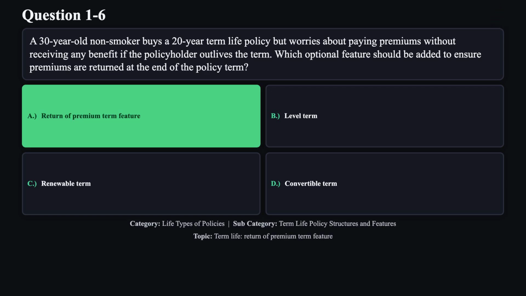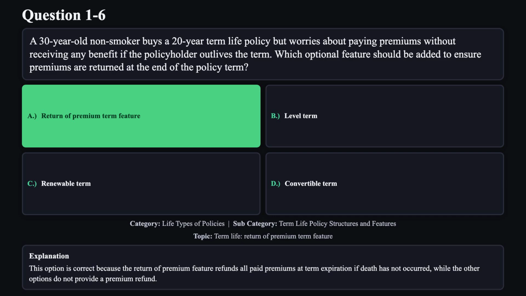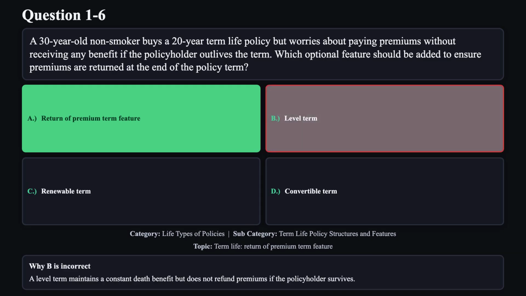The correct answer is A. This option is correct because the return of premium feature refunds all paid premiums at term expiration if death has not occurred, while the other options do not provide a premium refund. Reason B is not correct. A level term maintains a constant death benefit but does not refund premiums if the policyholder survives.